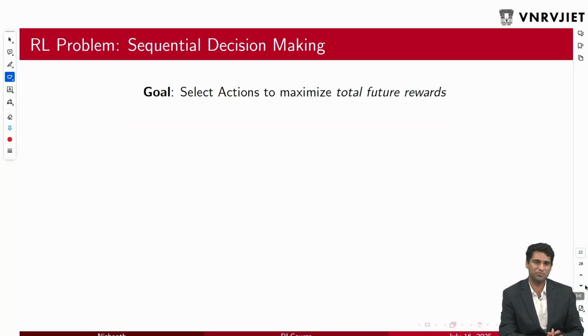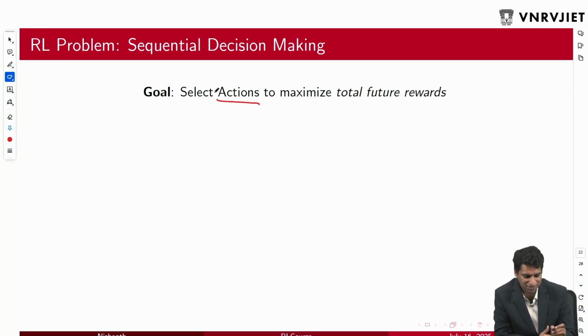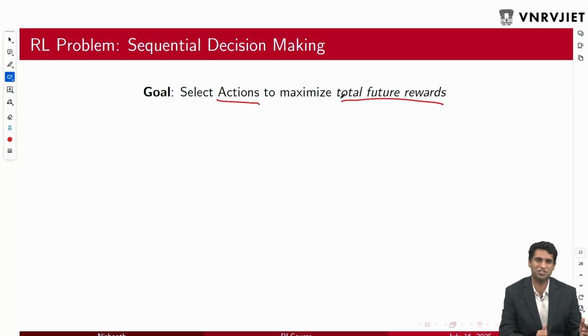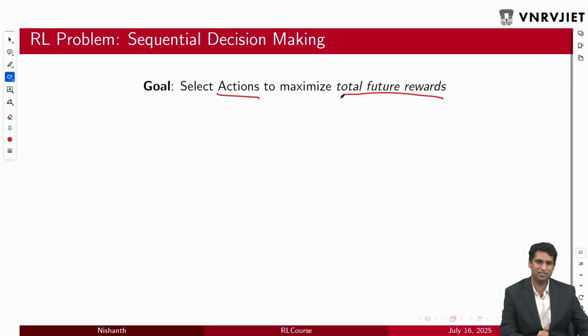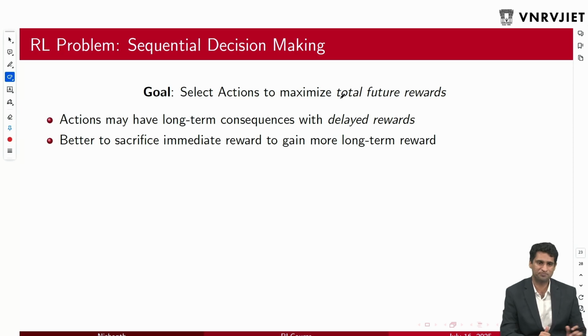So now that we have given some basic definitions, let's formally define the problem statement, right? If we have an agent and we have defined the states, actions, and the reward function, then the goal for the agent is to select some actions to maximize its total future rewards. So the problem over here is that an action that an agent takes can have very long-term consequences, right?